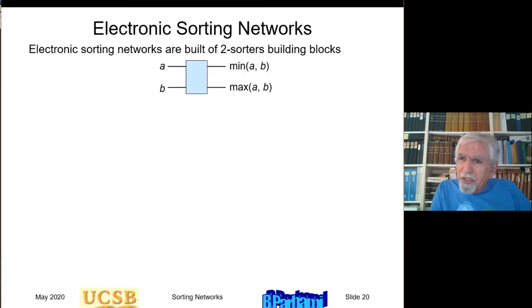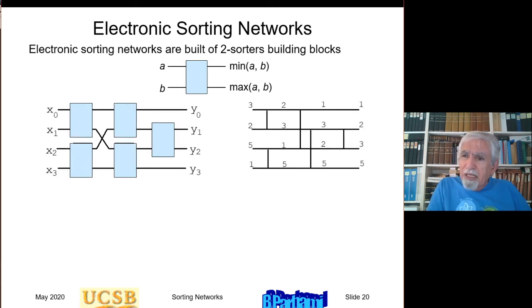Okay, so we have electronic sorting networks that use 2 input comparators. So A and B come in. So imagine A and B are, say, integers. They come into this box. The smaller of the 2 emerges on the top output, and the larger of the 2 emerges on the bottom output. And if I put 4 or 5 of these boxes together, I can build a 4-input sorting network.